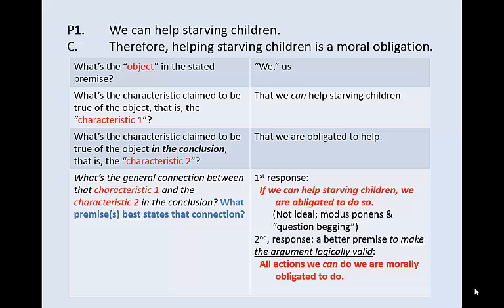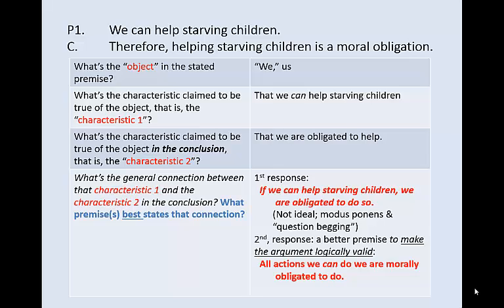Somebody could go the route of modus ponens and say, well, the connection is that if we can help starving children, we are obligated to do so. So the argument would be: we can help starving children, and if we can help starving children, we're obligated to do so. And while that does connect the premise to the conclusion, I think it's not ideal.